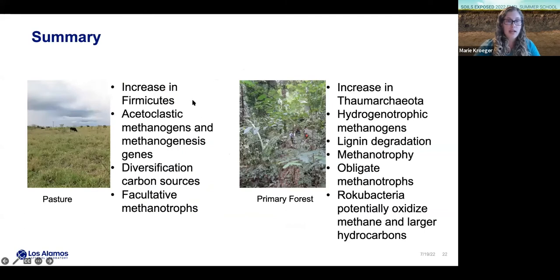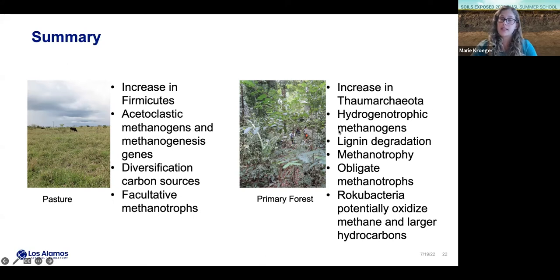So to summarize, I found that in my pastures, there was an increase in Firmicutes, which sort of makes sense. There was also diversification of different carbon sources. We saw that the acetoclastic methanogens and methanogenesis genes associated more with pasture, and that the only known potential methanotroph was facultative. In the primary rainforest, however, we saw an increase in Thermoproteota and hydrogenotrophic methanogens.